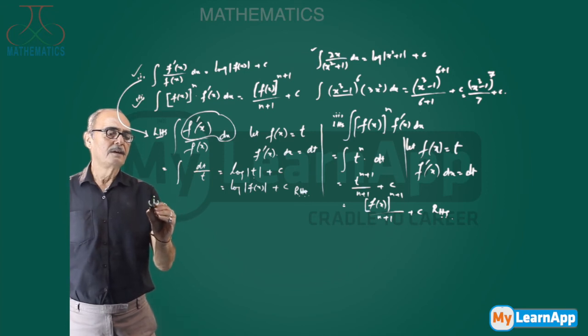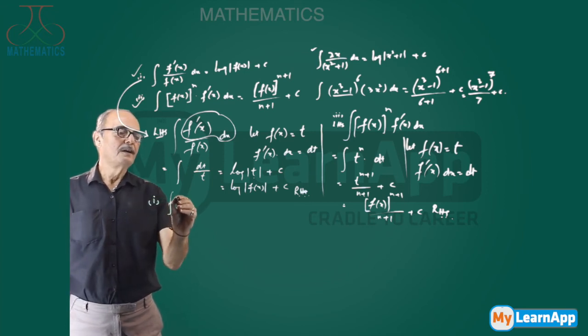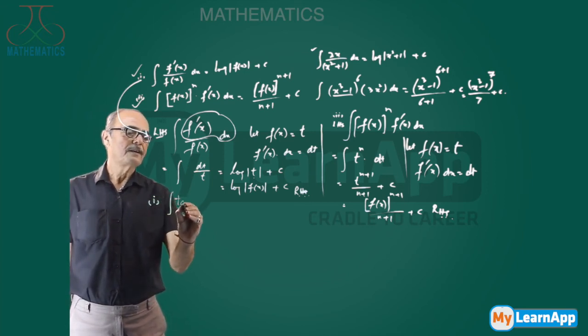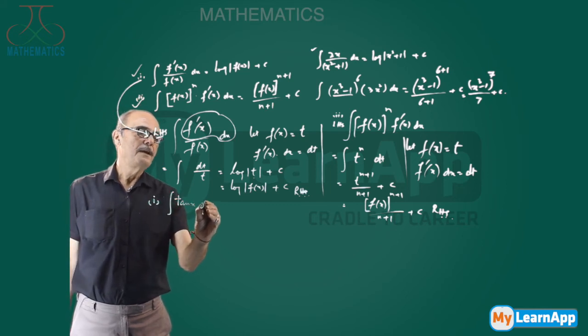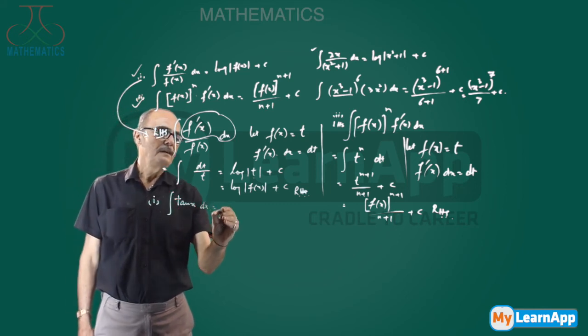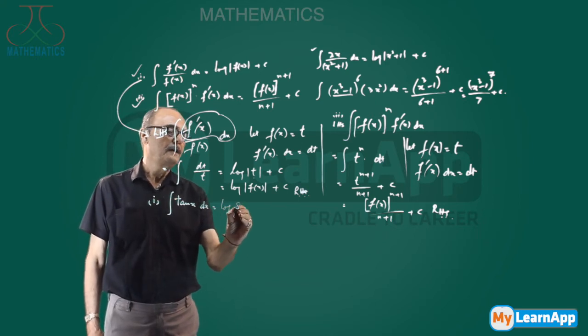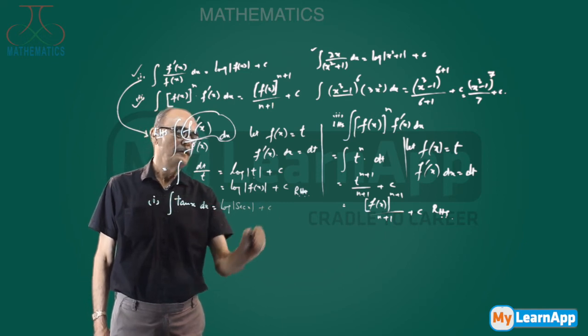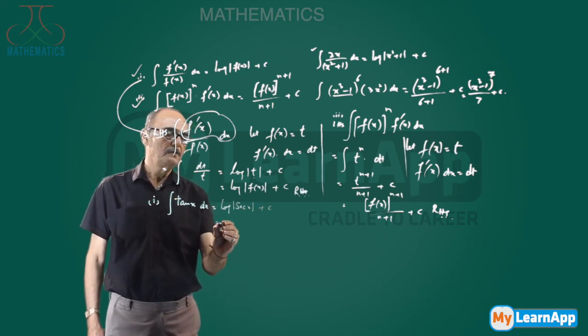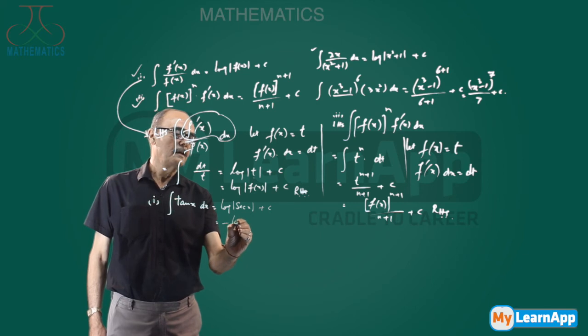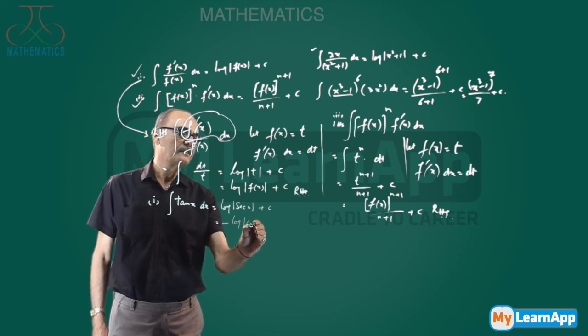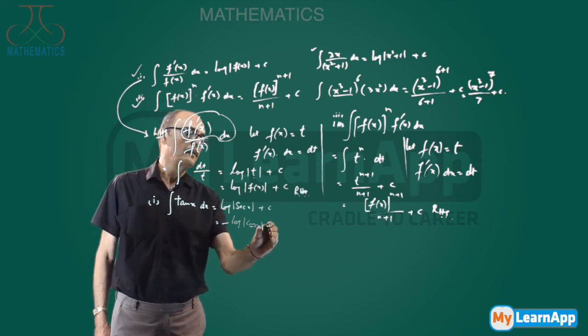the integral of tan of x d of x is log of secant x plus c, or this is minus log of cos x plus c.